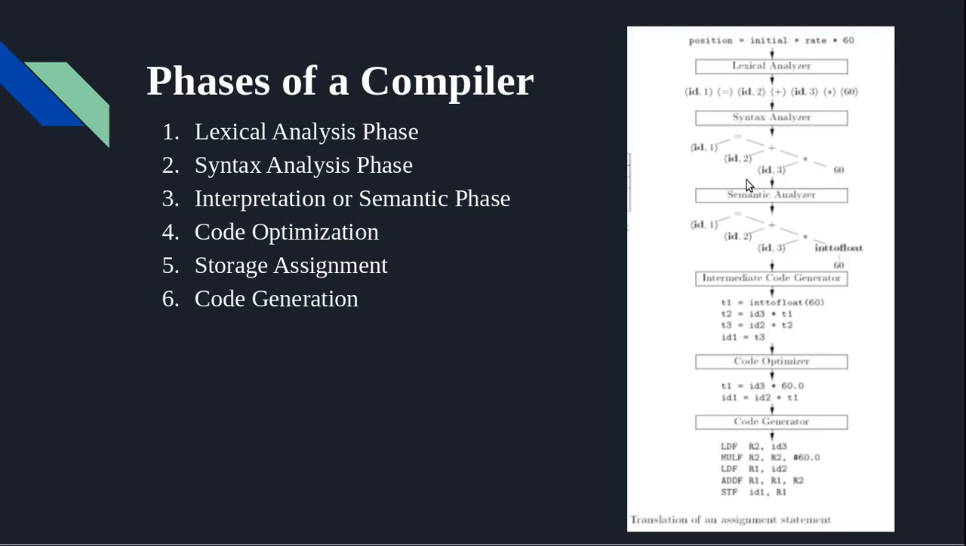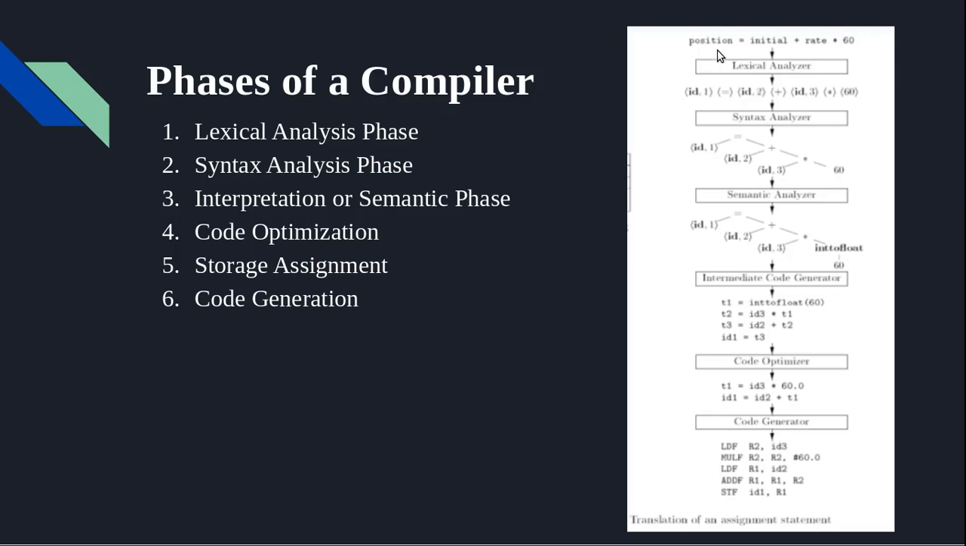Okay, so here we have an example statement, that is position equal to initial plus rate star 60. It is a statement from our source program. The first phase of the compiler is lexical analysis. Lexical analysis will convert this statement into a sequence of tokens. It is performed by an analyzer called the lexical analyzer, which is also called a scanner or token analyzer.